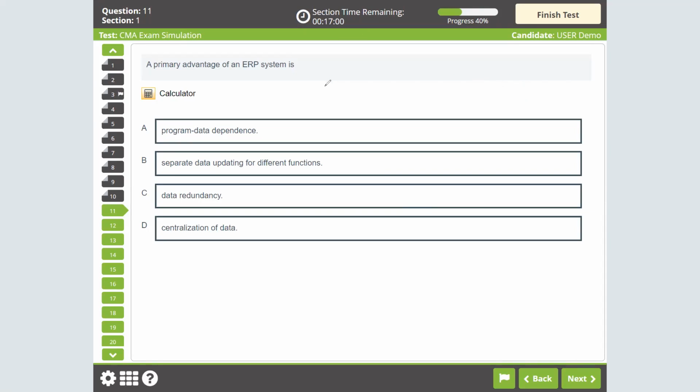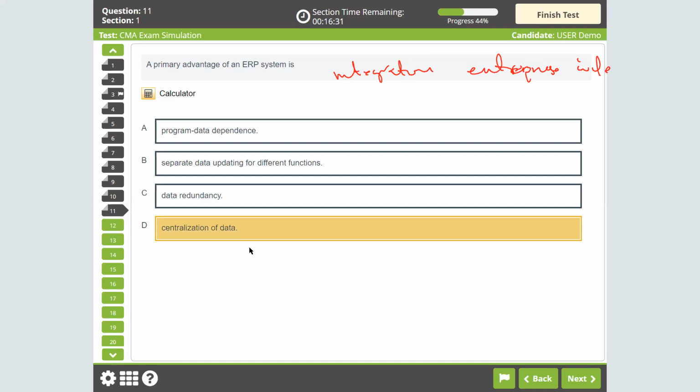Enterprise resource planning. What does it do? It's an integration of enterprise-wide information. So once we have this integration of enterprise-wide information of database, we have all this database centralized, put into one place. So the correct answer here, as you look at this, is answer choice D. So we're going to answer that and move on so we can save time.